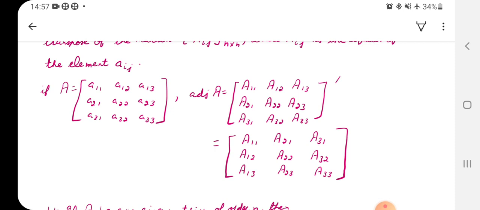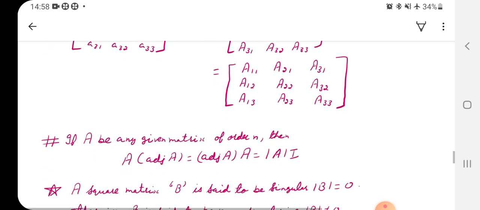So cofactor of small a11 will be capital A11, cofactor of small a12 will be capital A12, cofactor of small a13 will be capital A13, and so on. Then take its transpose. So whenever transpose is taken, you will get your matrix capital A11, capital A21, capital A31, capital A12, capital A22, capital A32, then capital A13, capital A23, capital A33. So this will be your adjoint of A.